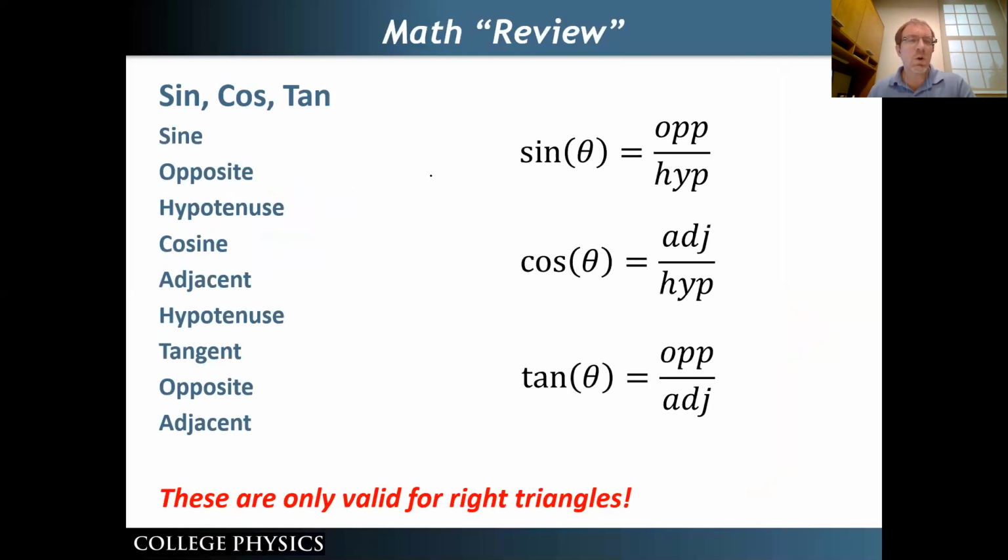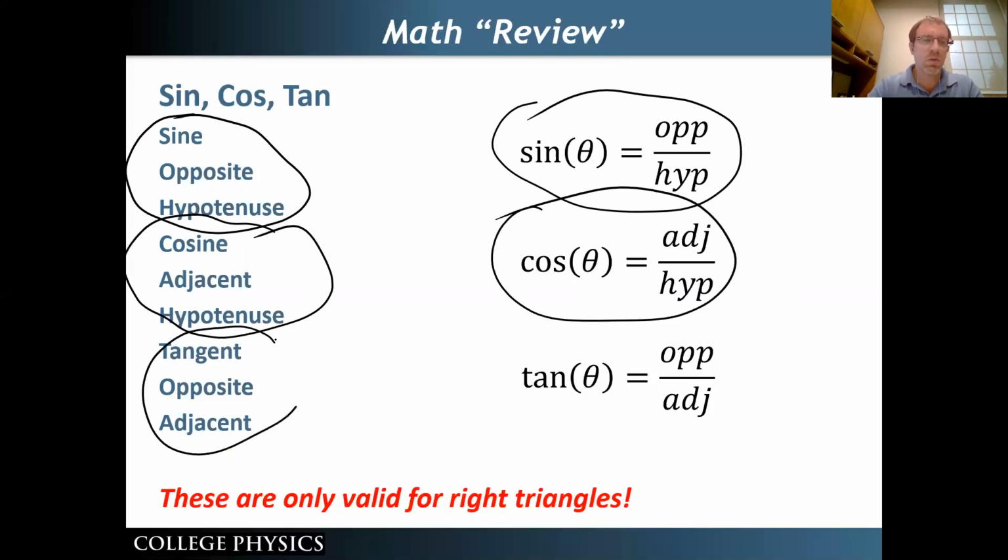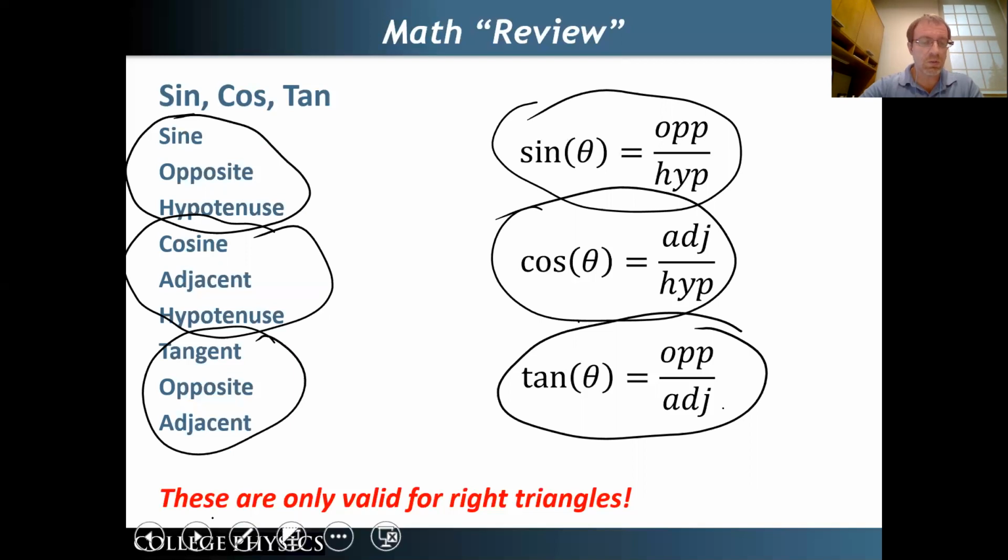How does that work? SOH is sine, opposite, hypotenuse. CAH is cosine, adjacent on hypotenuse. And TOA is tangent, opposite and adjacent. If we can remember that mnemonic, then we can also remember these formulas. So sine of theta is equal to opposite over hypotenuse, and so on for the other two formulas. Again, this is only valid for right triangles.